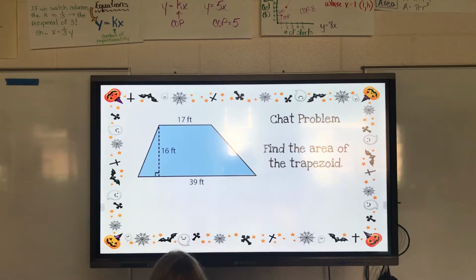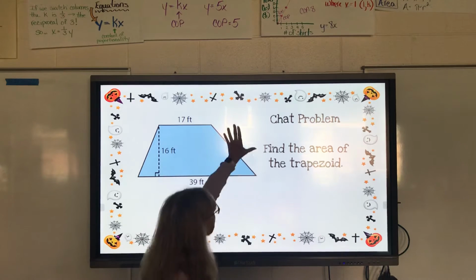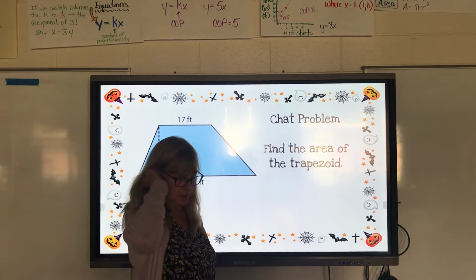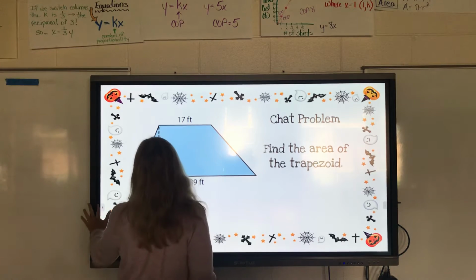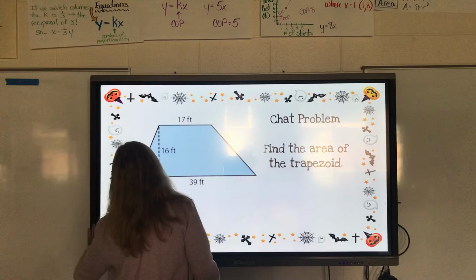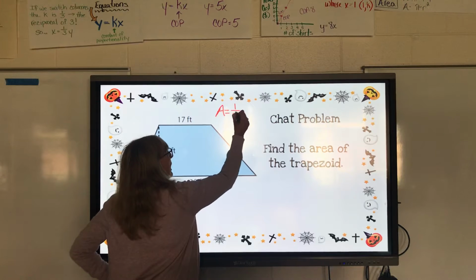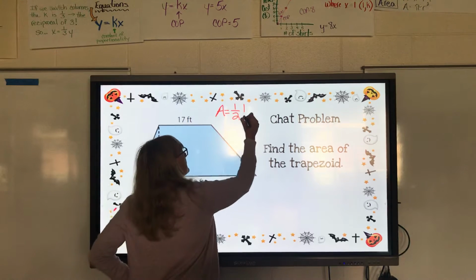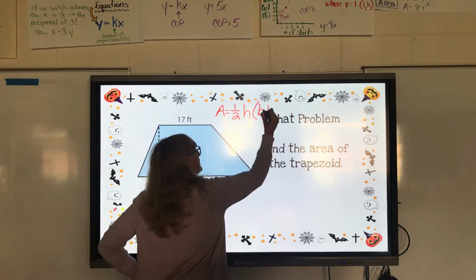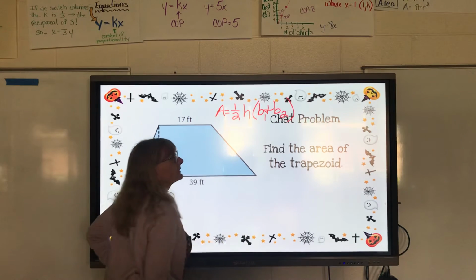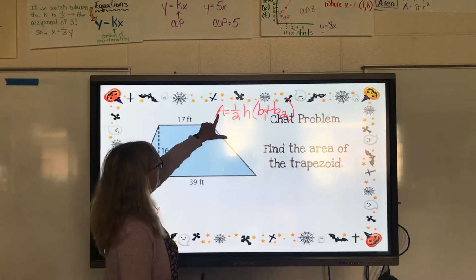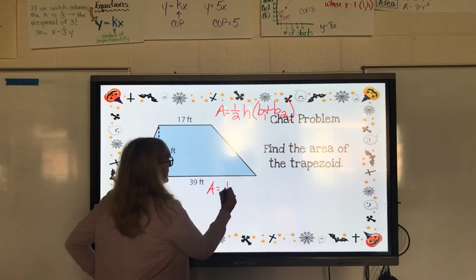Okay, we're a bit confused, that's okay. All right, let's go ahead and talk about it. If you remember back to last week when we figured out the formula, we added another identical trapezoid onto it. And we discovered that the formula was going to be the area equals 1/2, because we made two trapezoids, times the height times base 1 plus base 2. Okay, you were right, Jahan. All right, so let's plug in. A equals 1/2.